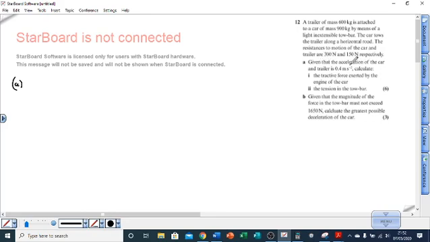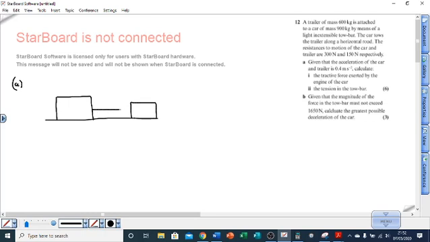The resistances to motion of the car and trailer are 300 newtons and 150 newtons respectively. Given that the acceleration of the car and trailer is 0.4 meters per second squared, calculate the tractive force exerted by the engine of the car and the tension in the horizontal, light, inextensible tow bar. Right, so we're going to look at this as though it is a horizontal tow bar.